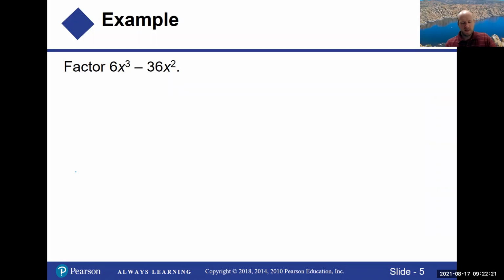So let's go through some examples. Factor 6x^3 minus 36x^2. We notice this is two terms right away. And the first thing we want to look for here is a greatest common factor, always. So our GCF in this case looks like we have a 6 and then an x^2. What we do is we take that out of both of those.